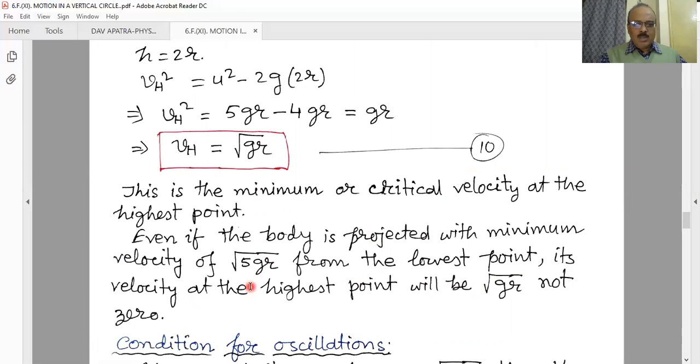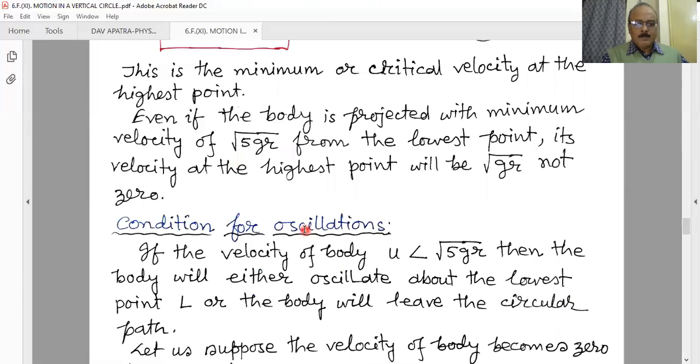Actually, when the velocity is less than root over 5gr, it will not reach the highest point. And therefore, there will be no question of having a velocity at the highest point of root over gr. It is the minimum velocity at the highest point, and root over 5gr is the minimum velocity at the lowest point. If the velocity is more than this, then it will successfully complete the circular loop.